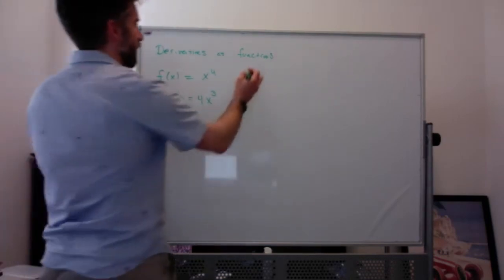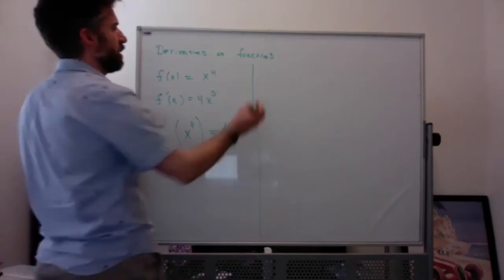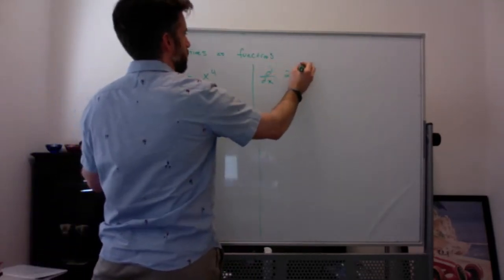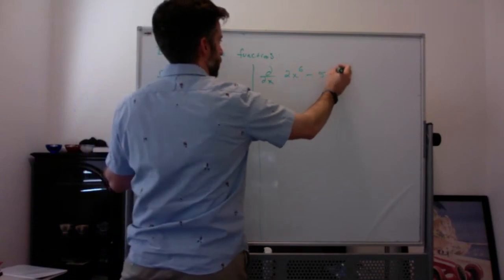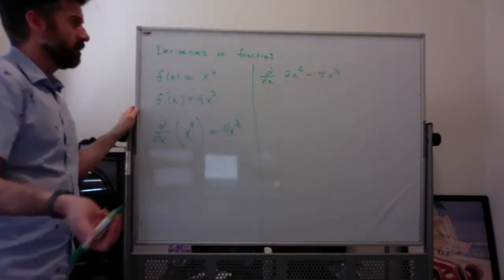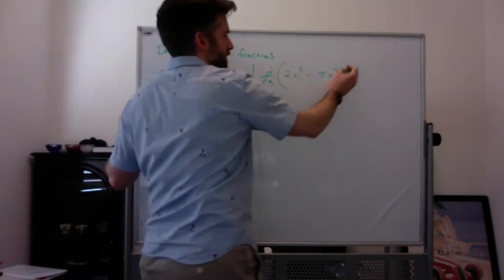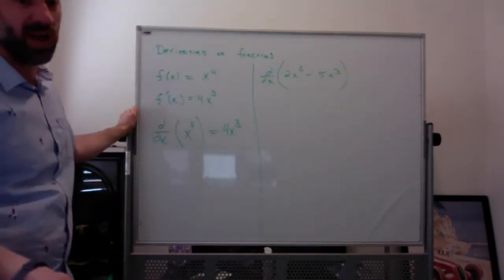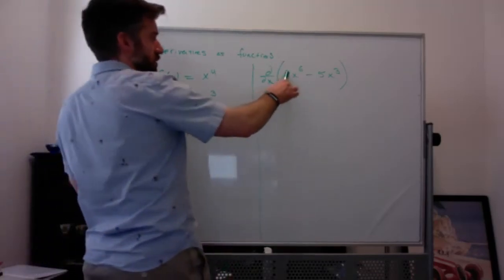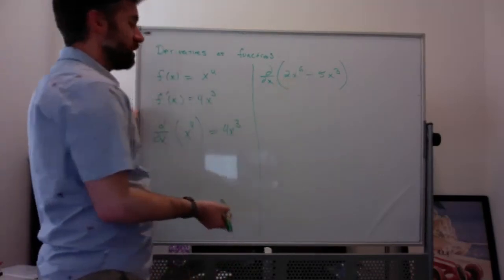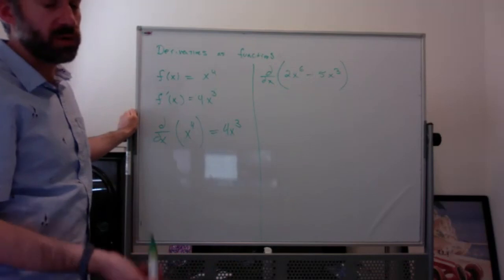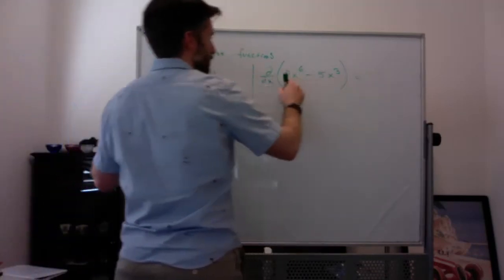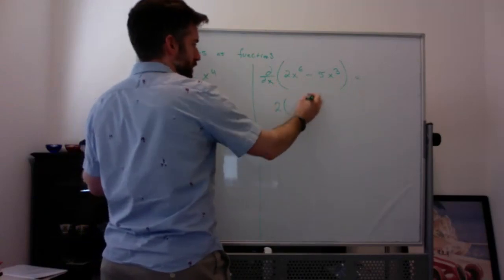And we could ask more challenging questions like, what's the derivative of, I don't know, 2x to the 6th minus 5x cubed? Sometimes people put parentheses around this, sometimes people don't, and you're just supposed to assume it's the derivative of the whole thing. So what's the derivative of 2x to the 6th? Well, in addition to the power rule, there's also the constant multiple rule. It says if you have a constant times a function, the derivative is the constant times the derivative of the function.